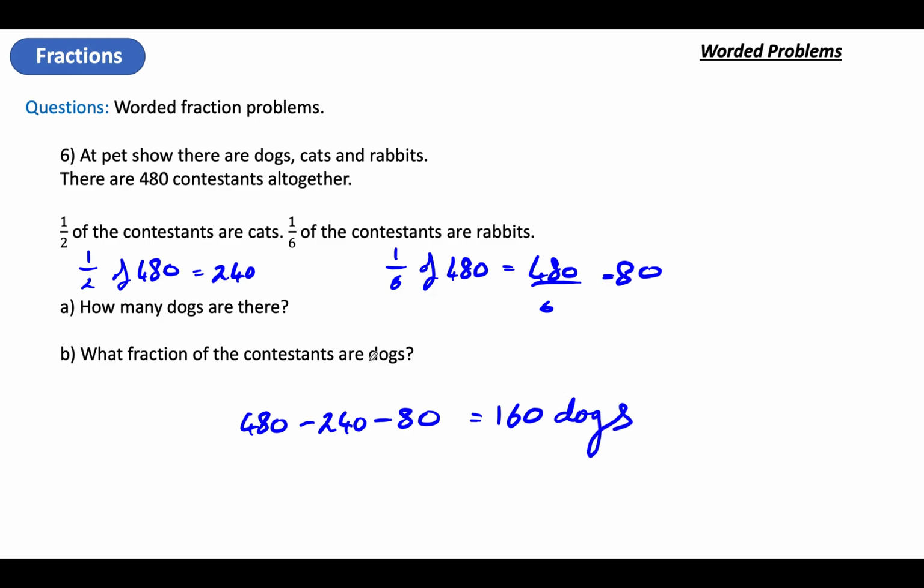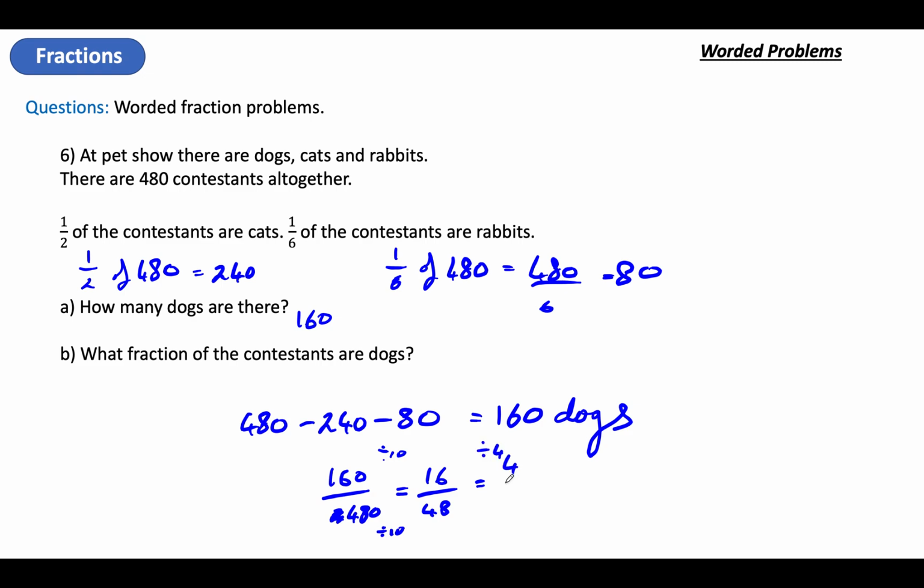Right, so that's the first bit done. There are 160. But what fraction of the contestants are dogs? 160 out of 480. So that would be the same as 16 out of 48, because I'm going to divide by 10 there. Then what could we divide by? Oh, I could divide that by 4.